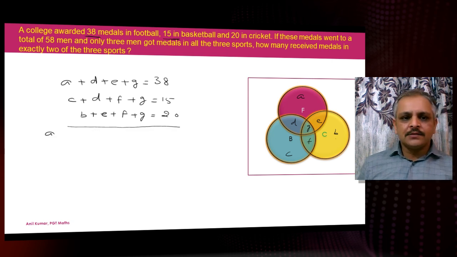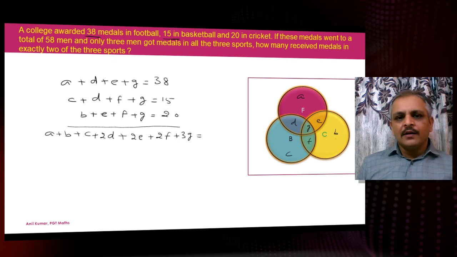And if I add all of them, they will become A plus B plus C. How many times D? 2 times D. How many times E? 2 times E. Similarly, 2 times F and 3 times G. They will become 8 plus 5, 13, and 73.